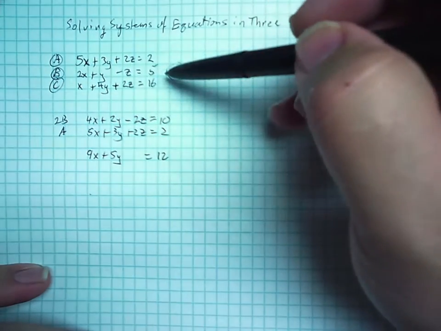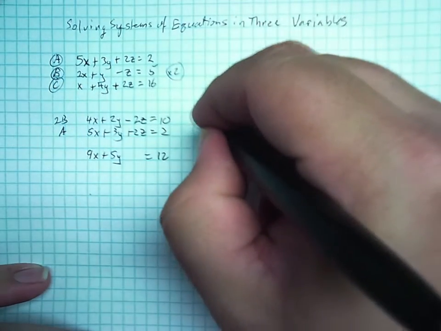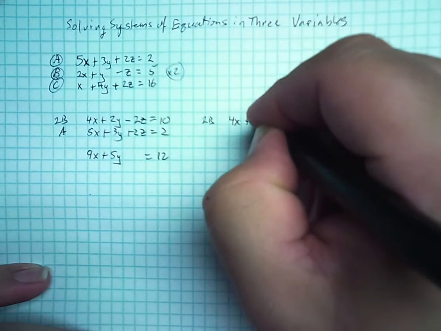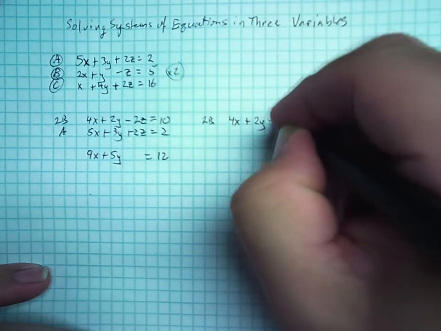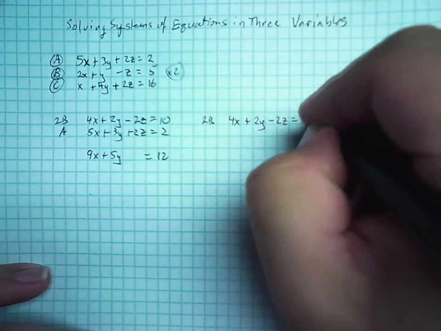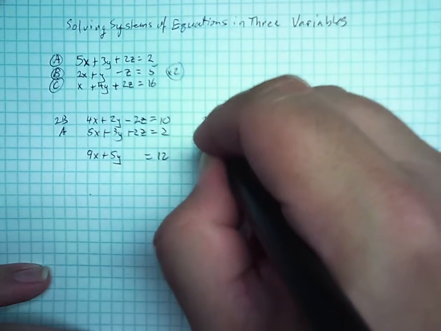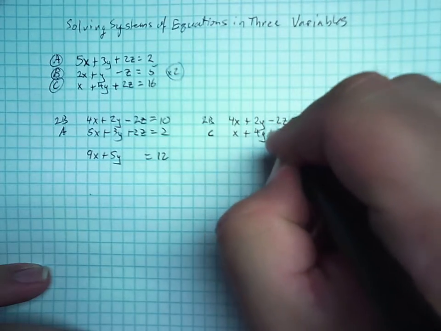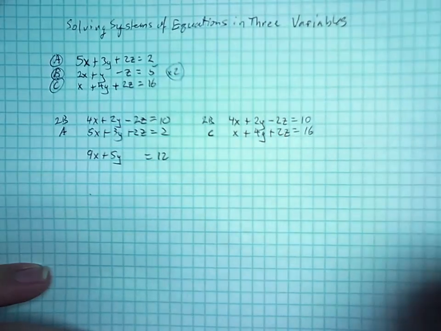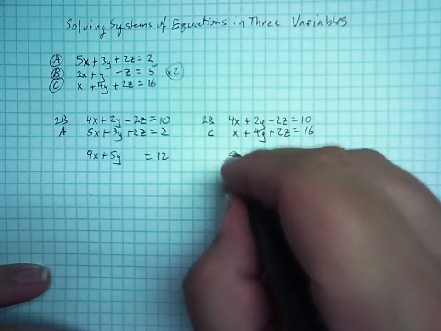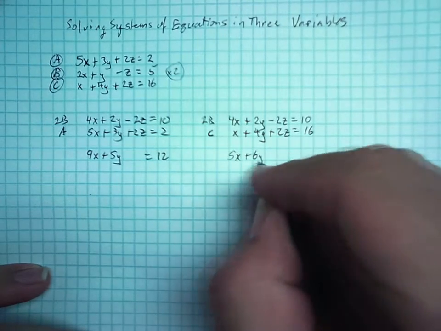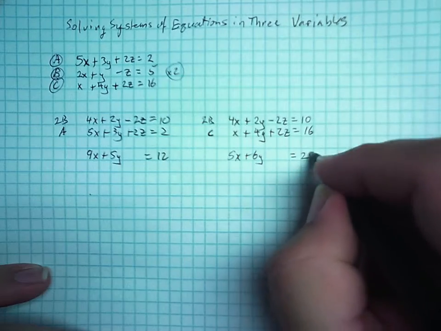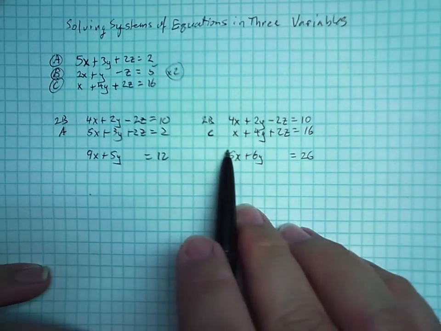So the next thing I'm going to do, I already multiplied 2B, and I can use that again, but I'm going to add it to C to produce the other equation I need. So C is x plus 4y plus 2z equals 16. So when I add those, I'm going to get 5x and 6y. The z's are going to cancel, 0z, and that's 26. Now you see I have the two equations I need.